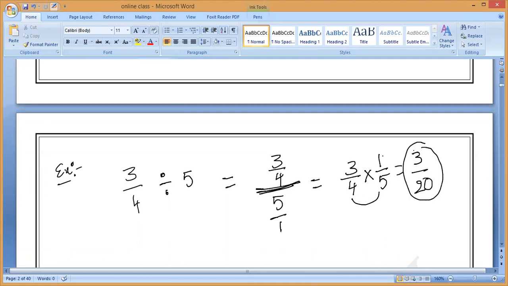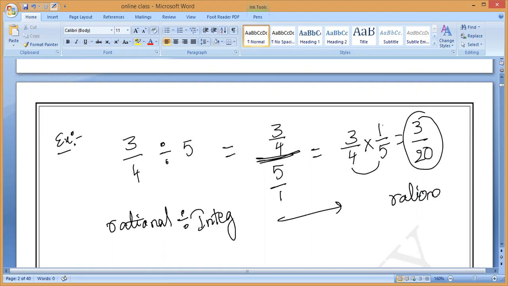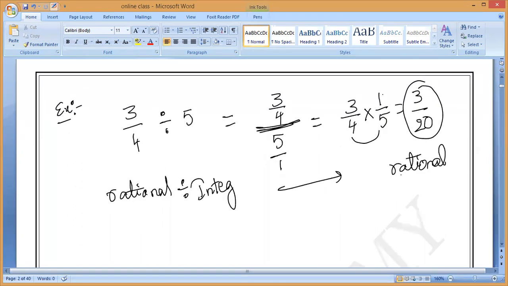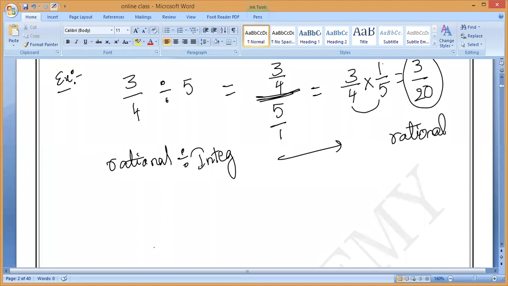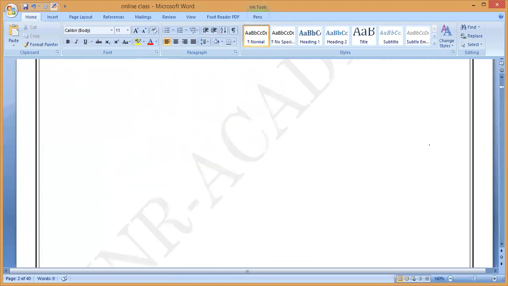So, is it rational or irrational? Rational. Okay, a rational number divided by any integer, here we get a rational number only. It means a rational number plus any integer, minus any integer, multiplied with any integer, and divided by any integer, we get only rational numbers, correct? Yes, ma'am. Okay, all of you open exercise 1.3.